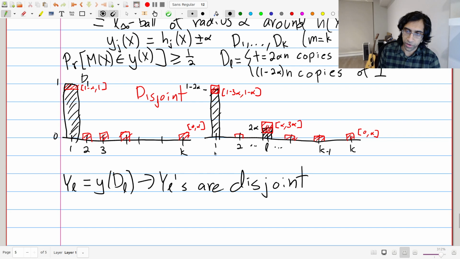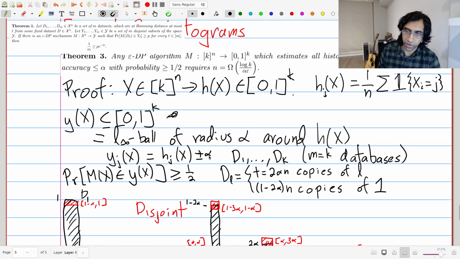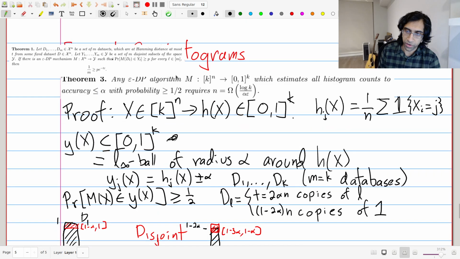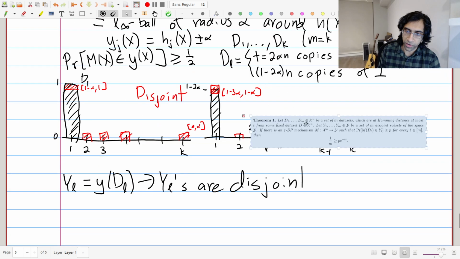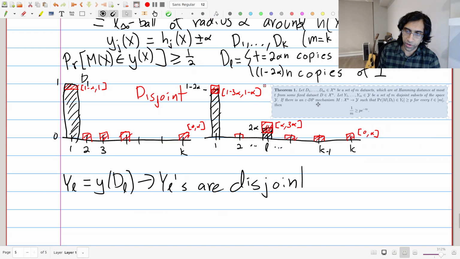Okay, cool. So we're almost done now. We've checked almost all the boxes of this theorem statement. All we really wanted was to say that let there be a bunch of databases which are at Hamming distance less than or equal to t from each other. We've done that. We have a bunch of disjoint subsets of the space Y, and we have a mechanism which is accurate on all of them. Then we have the following guarantee.